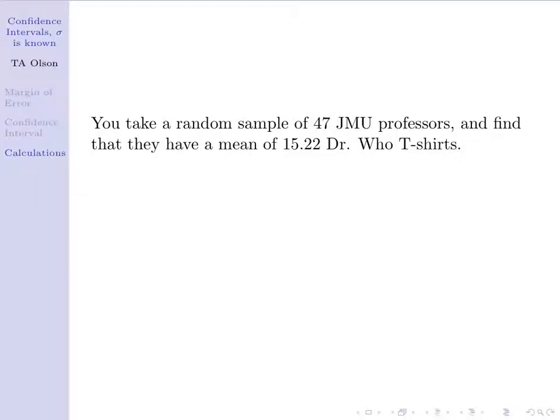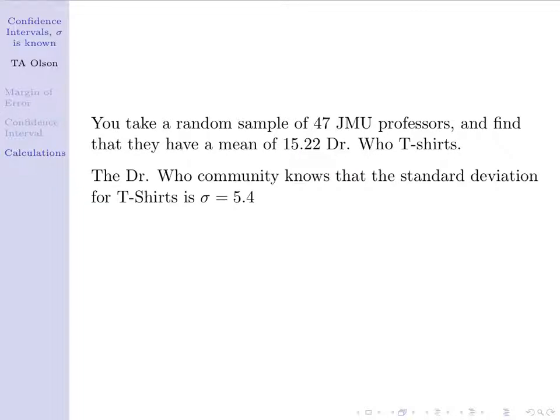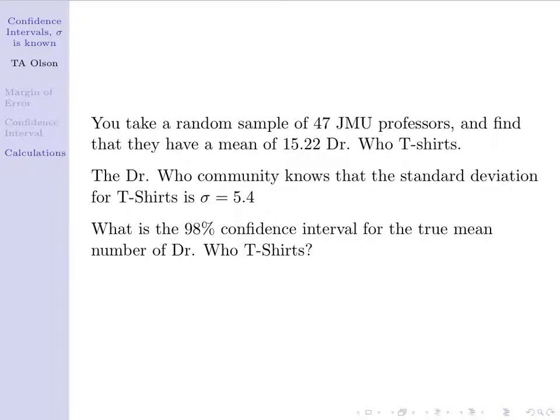All right, so let's take a random sample of 47 JMU professors. You find out that they have a mean of 15.22 Doctor Who t-shirts. So there's our X bar. The big nerds over at Doctor Who Community know that the standard deviation for such t-shirts is 5.4, so we know our population standard deviation. What is the 98% confidence interval for the true mean number of Doctor Who t-shirts?